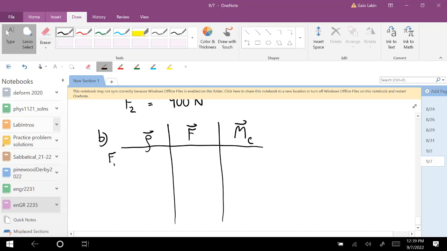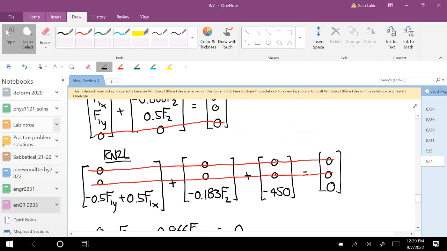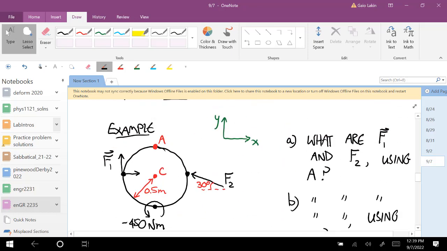So first, F1. What is the row vector if our about point is C for that force F1? Negative 0.50, yep. You're starting at the about point and going to the force.